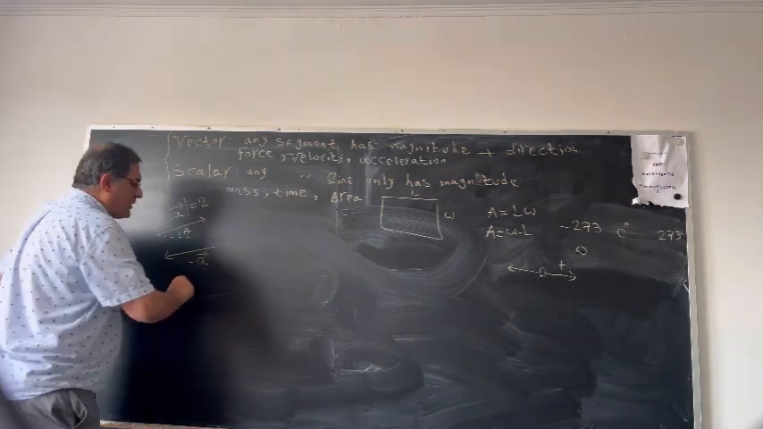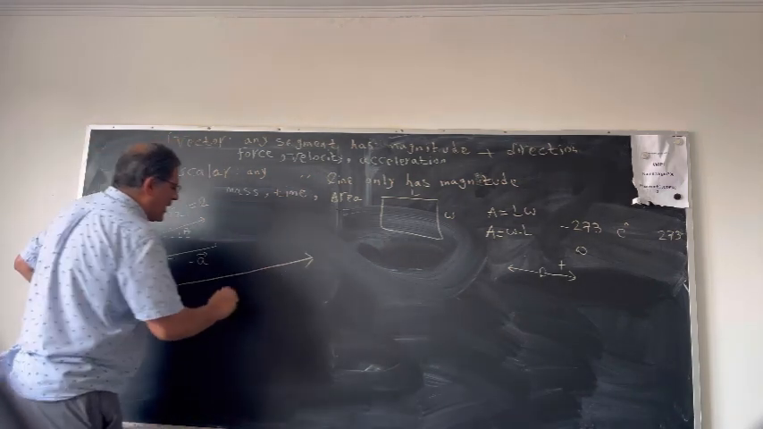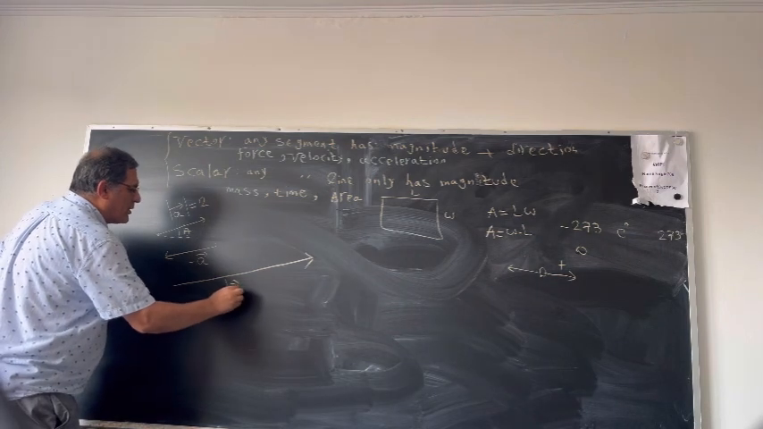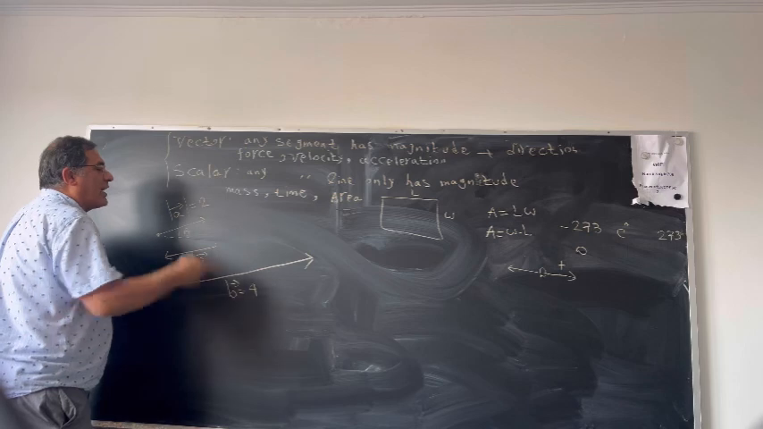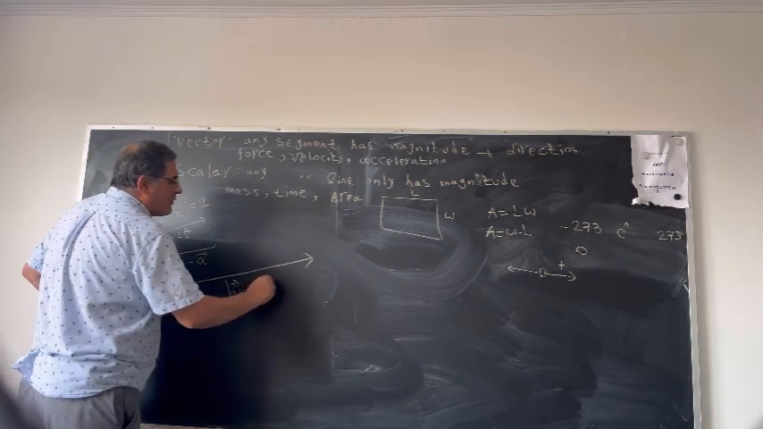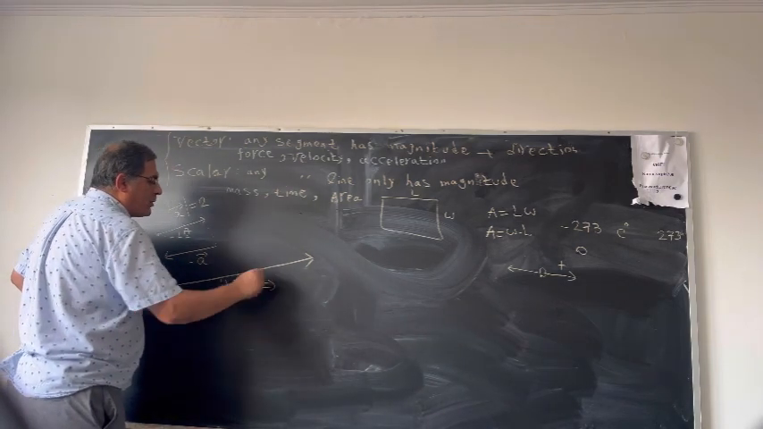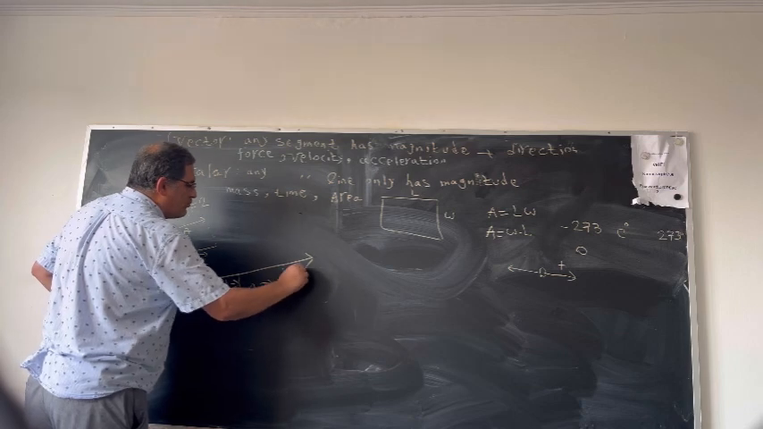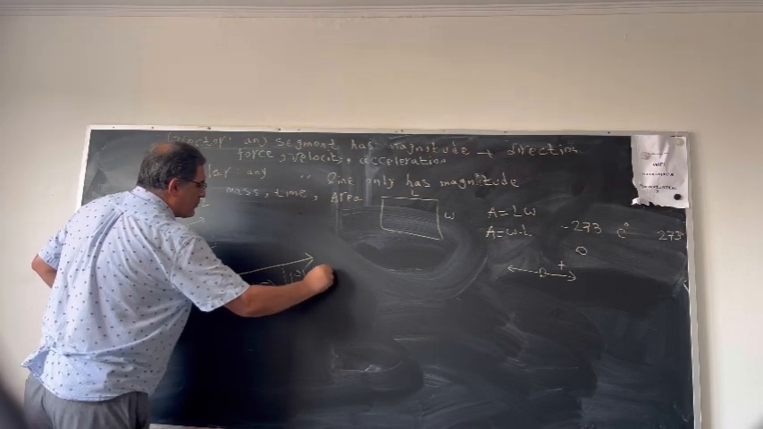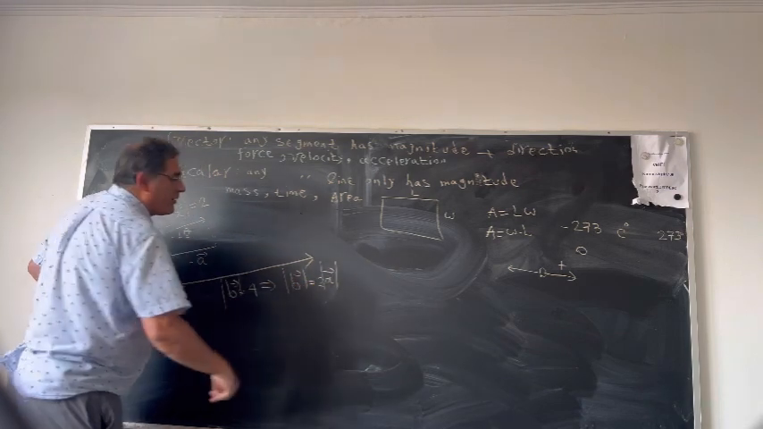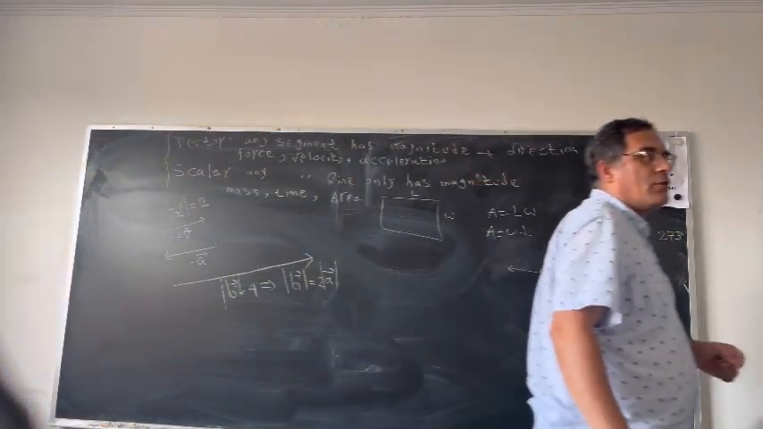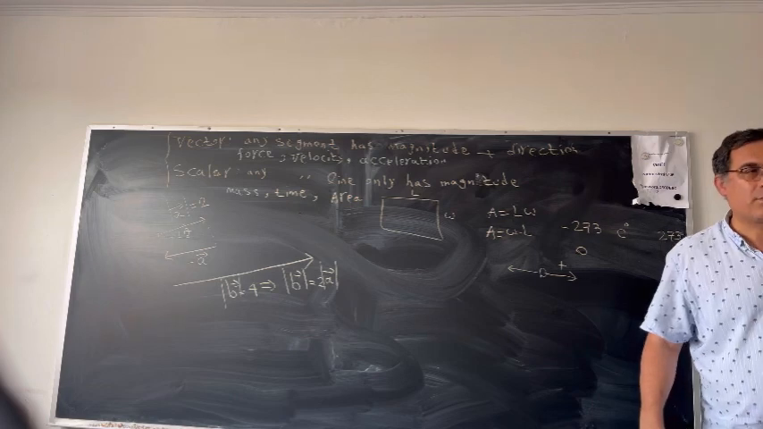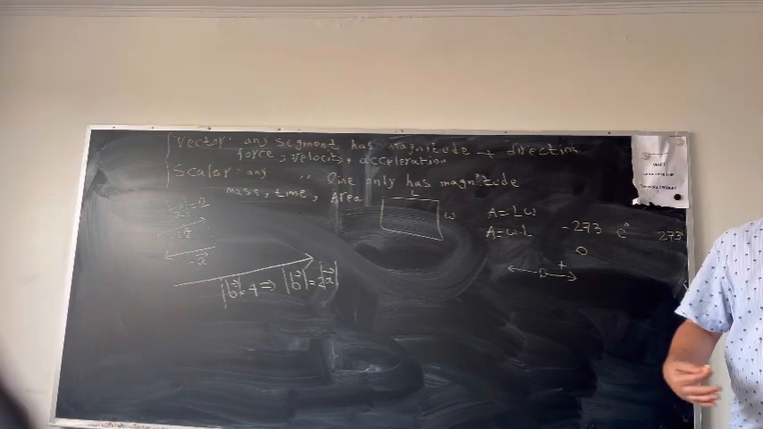Or you can consider here vector B. If this is 2 units, it should be 4 units. How do you say it in terms of vector A? The magnitude of vector B is 2A. So vector B is 2 times vector A.